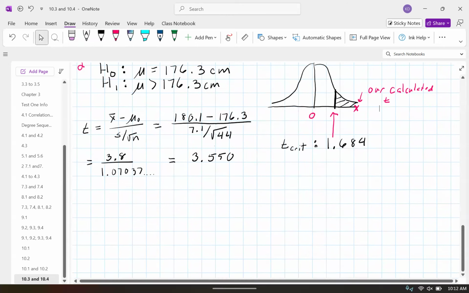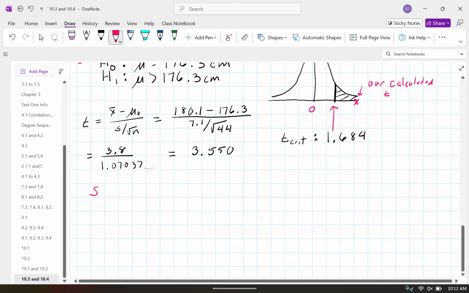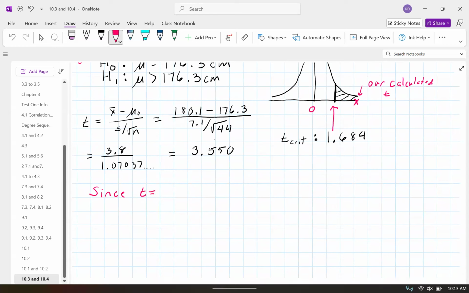I'll actually write that out. Since t equals 3.55.